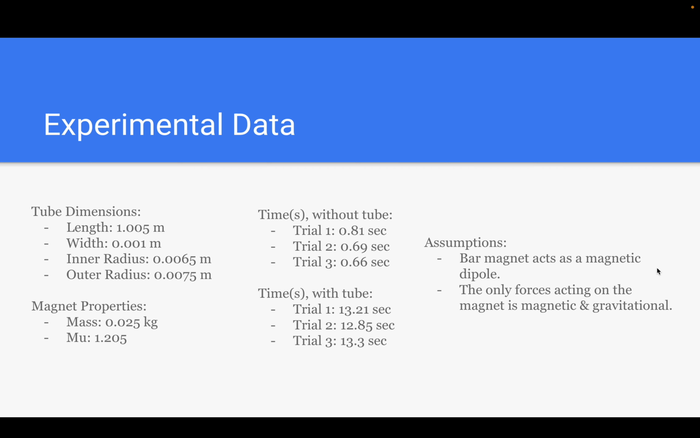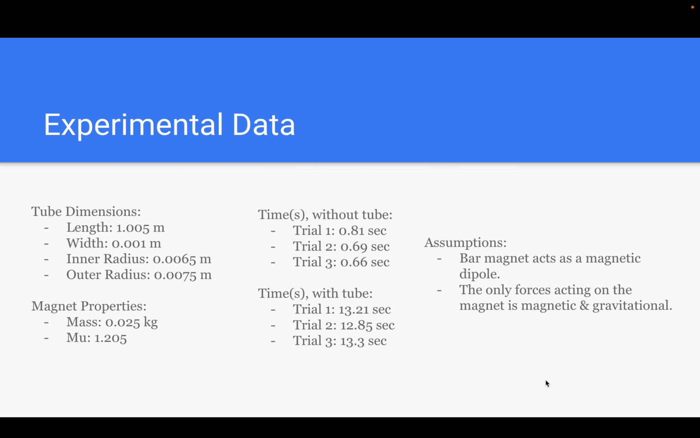So this is the experimental data that was collected. These were the tube dimensions and the magnet properties. And then the times provided here for each trial when dropping with the bar magnet without a tube, and then when dropping the magnet through the tube, these are the times for each of the trials.